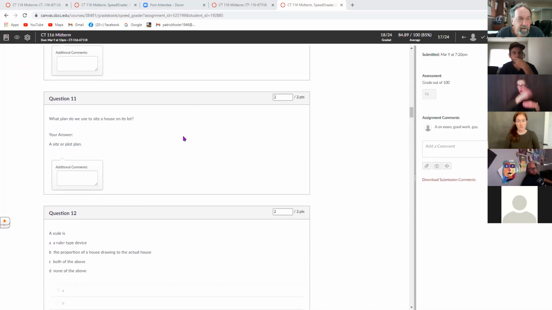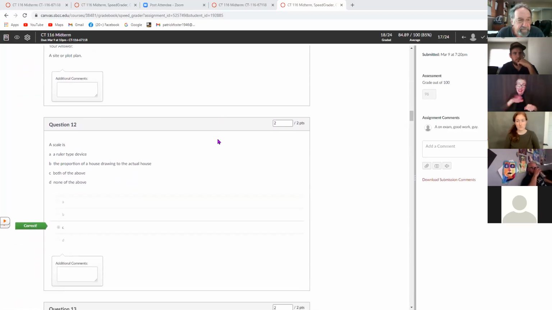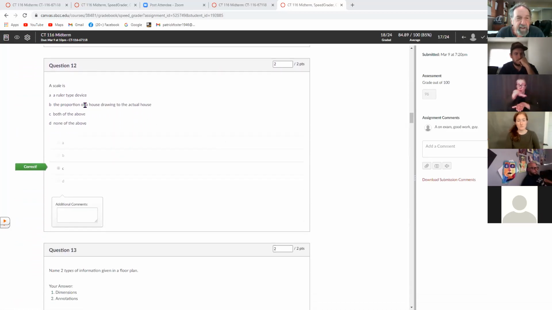Number 11, the verb kind of gives it away. What plan do we use to site a house on its lot? A site or plot plan? Yes. And a scale, we talked about this, and it's not a nitpicky thing. It's just because you'll use both these words and you don't want to get them mixed up.